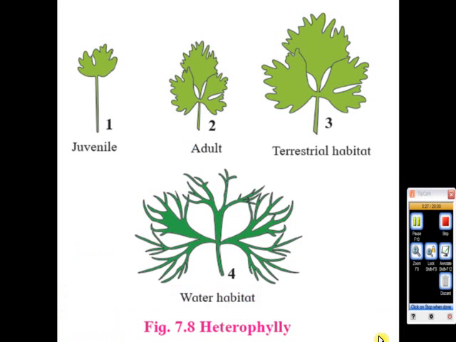After that we discuss heterophylly, where in the juvenile stage the leaf shape of a plant is different. In the adult phase it is again different. In a terrestrial habitat it is different, and in a water habitat it is different, but all four leaves are from the same plant. Due to the change in habitat and phases, they differ in shape.